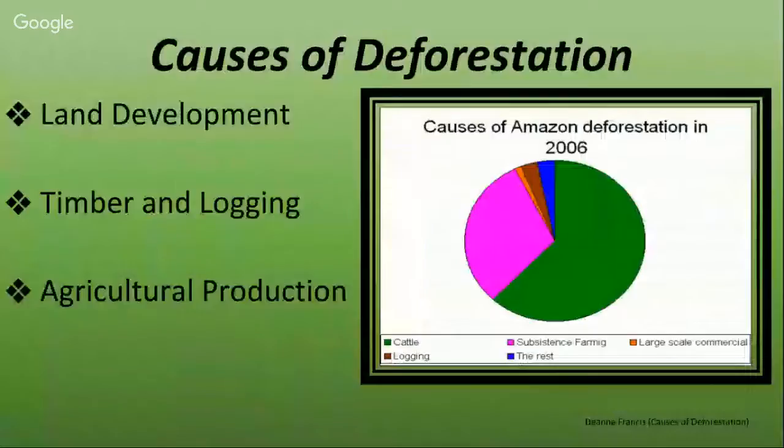Okay, I'm Deanna Francis, and I'm going to talk about the causes of deforestation. There are three causes: land development, timber and logging, and agricultural production. On the right is a list of causes of deforestation in 2006, and the main producer is cattle.